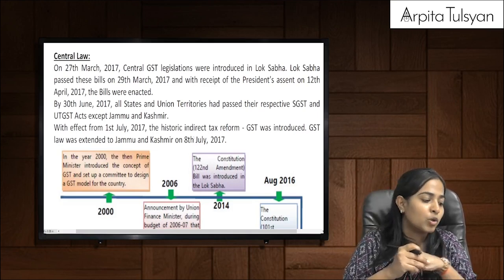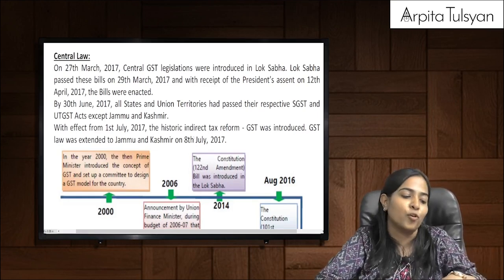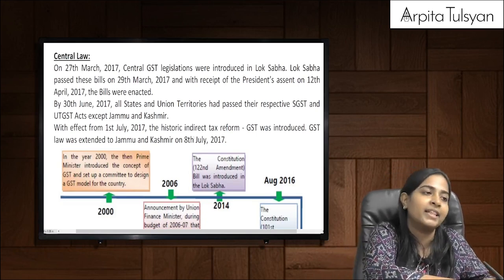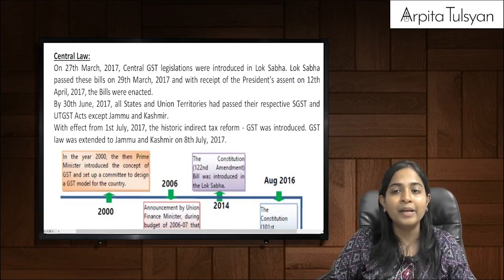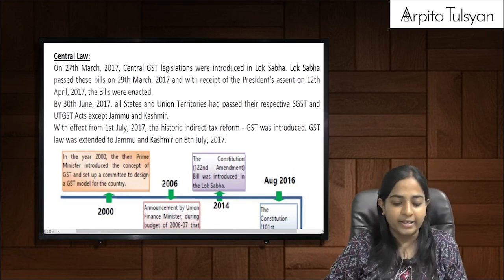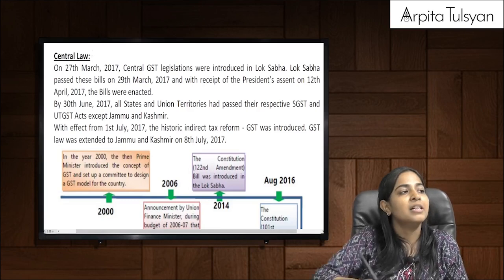Yes, so now two types of laws will be framed. One is your central law and the other one is going to be your state law, right? These two types of laws are going to be framed. Now just try to understand, everyone here. Now first we are talking about the central law.